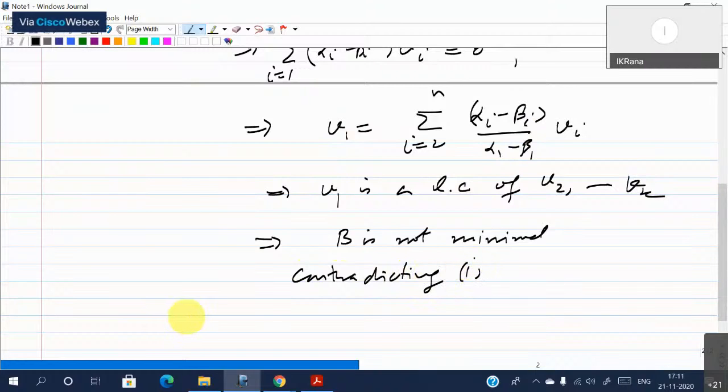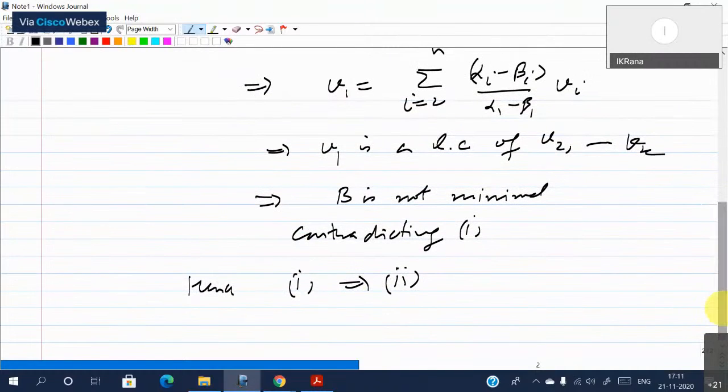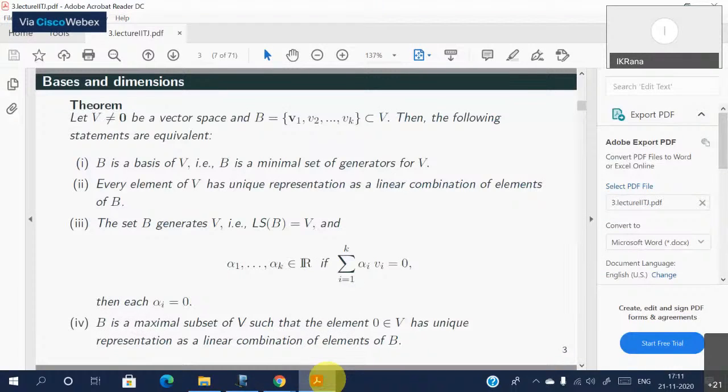So not 2 implies not 1, and hence 1 implies 2. And I think all the proofs are similar small manipulations only. So I will leave this proof that 1 is equivalent to 2, 2 is equivalent to 3, and 3 is equivalent to 4. Most of you must have gone through these proofs in your first courses in linear algebra.